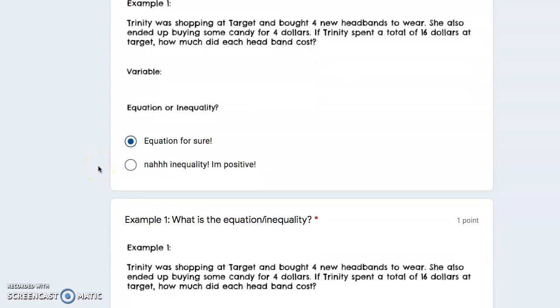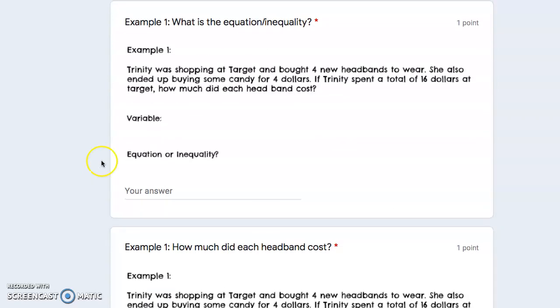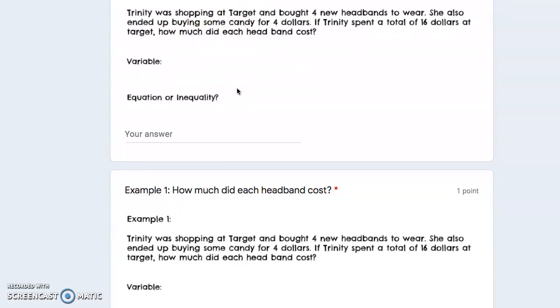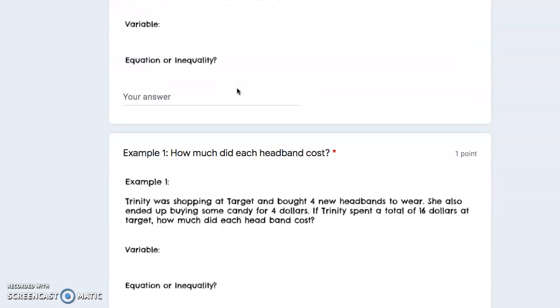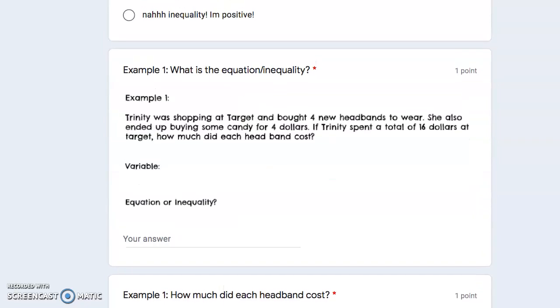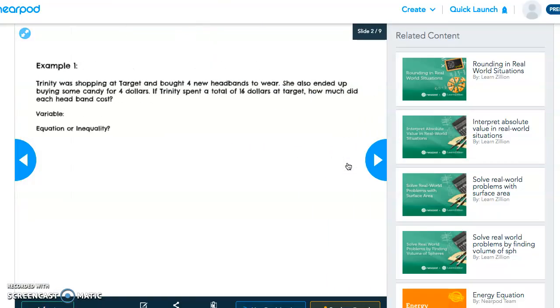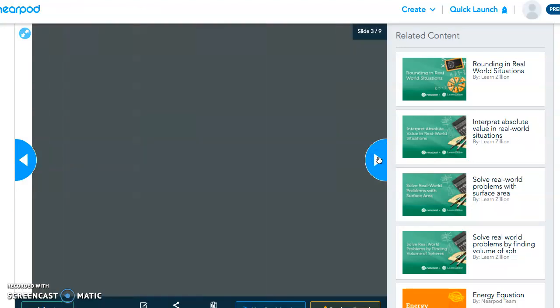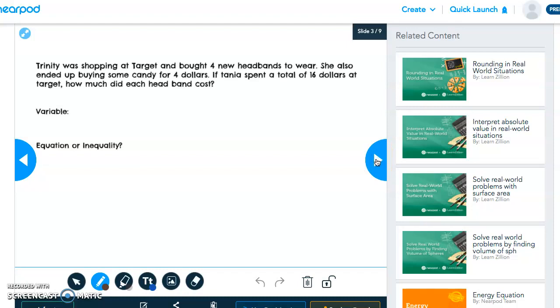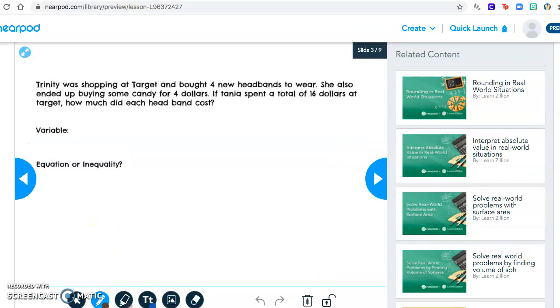So those of you who thought inequality, you're definitely not positive because you're wrong. Okay, now, next, what is the equation and what is the inequality? For these next two parts, we're going to switch over to the Nearpod to show some work. So this is going to be example 1, and we just click one more time to the draw feature. Okay, so here is what we know.